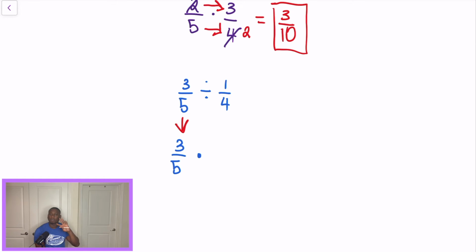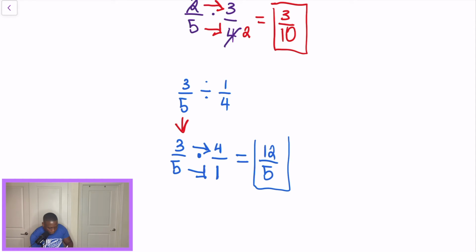So the reciprocal of 4 over 1, if we flipped it, would be 1 over 4. And the reciprocal of 1 over 4, if we flipped it, would be 4 over 1. And similar to multiplying fractions, we're now just going to multiply straight across. And if we could simplify, we will. So this problem turns into 12 over 5. And we could leave that as a mixed number, guys, okay?